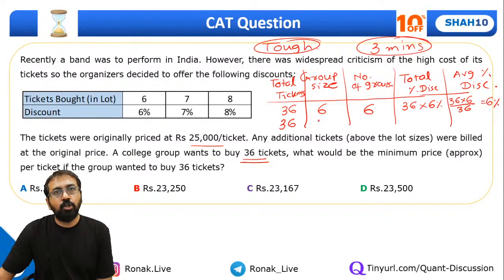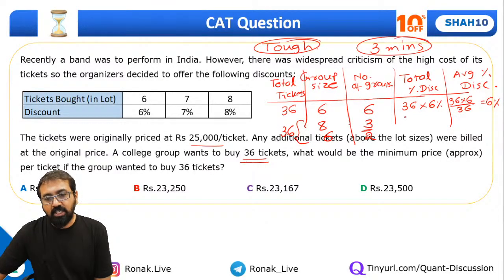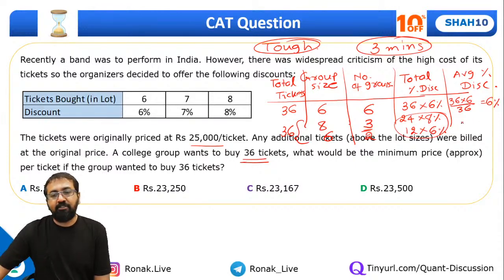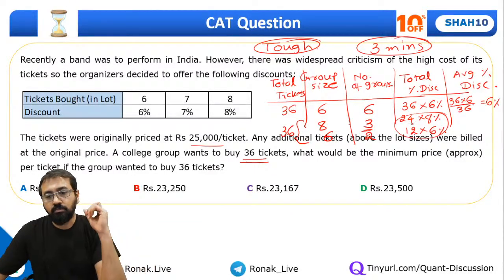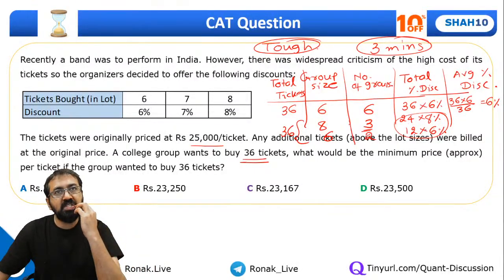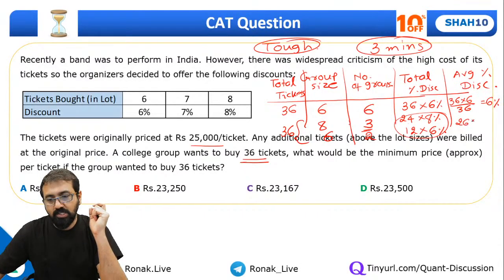Like I can make a group size of 8, and there can be 3 such groups. Okay, and so total 36 tickets: 3 groups of 8 members and 2 groups of 6 members. So what will be the total discount that I'll get? Can I say on these 24 tickets I'll get 8% each, and on these 12 tickets I'll get 6% each. So total discount is this much. What will be the average discount? So total 24 8s are 192 plus 12 6s are 72, right? So this is 192 plus 72, that is 264. 264% divided by 36. So this will be your average percentage discount.